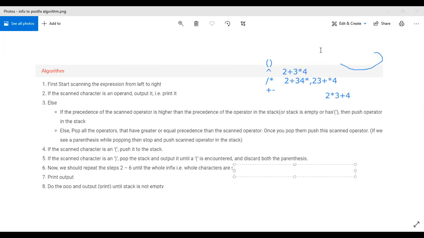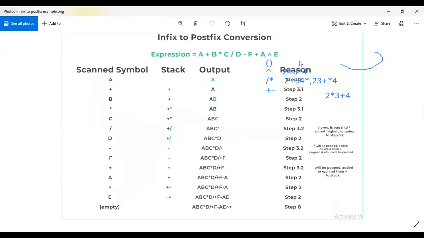See, this is the example: infix to postfix. This is the best example. You can practice it one or two times so that you can understand easily. Okay.